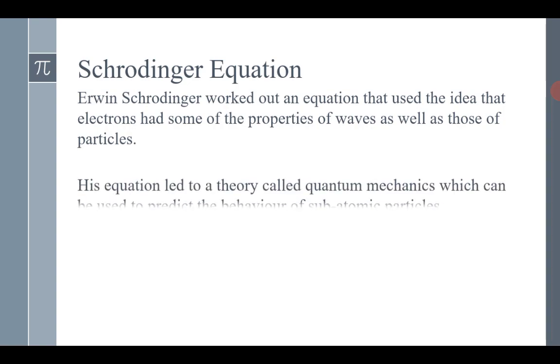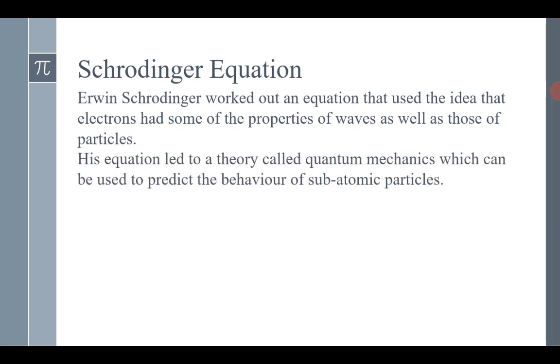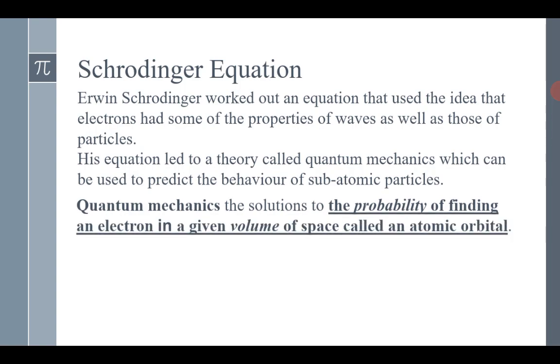The equation by Edwin Schrodinger led to the theory called quantum theory, which can be used to predict the behavior of subatomic particles. Quantum mechanics that we can derive from his equation has provided a solution to finding the probability of where an electron can be found in a given volume of space called atomic orbital.